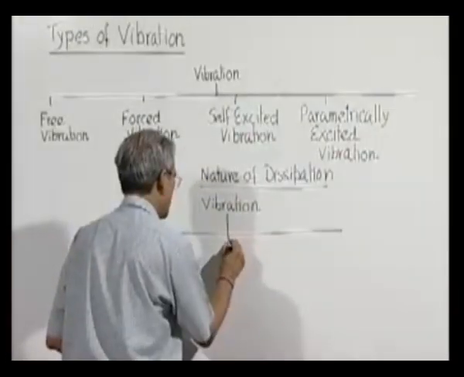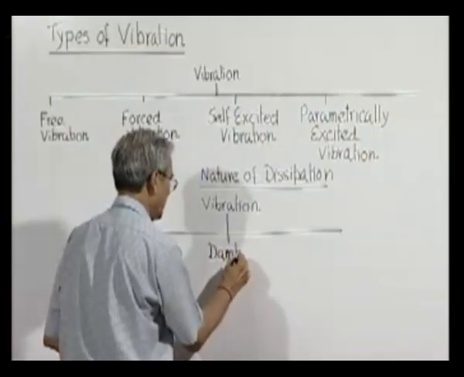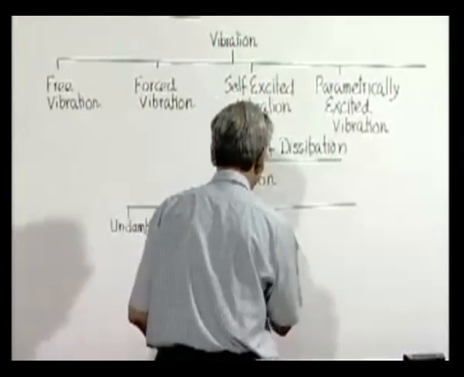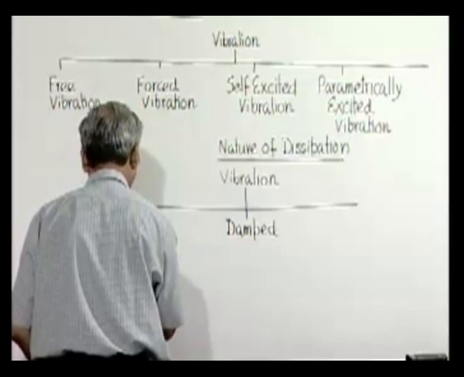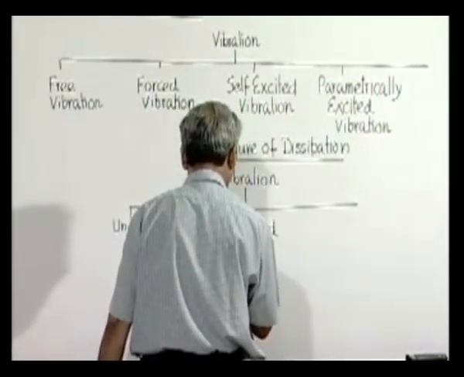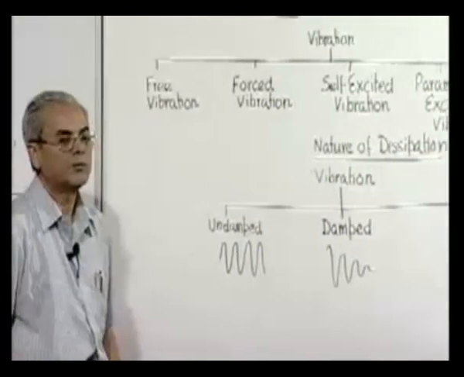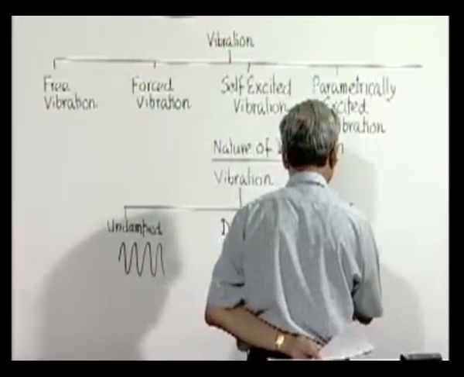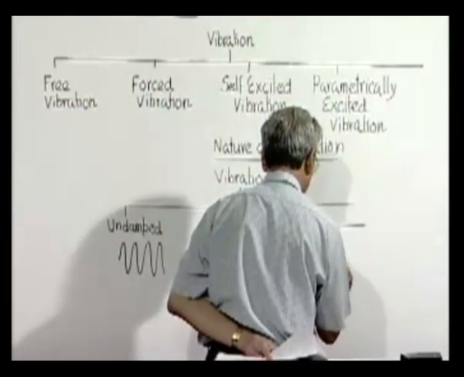There is another case which is of course in nature more feasible, damped vibration. Damped vibration means that energy is reducing. So in this case the vibration is reduced, which is what we normally find. Now damped vibration can again be classified into two. One is viscous damping. This is the nature of dissipation.